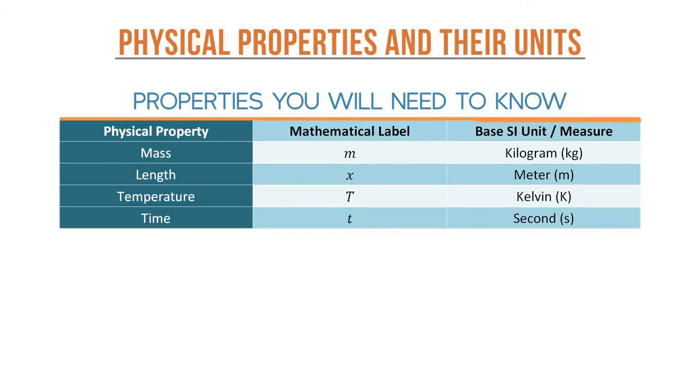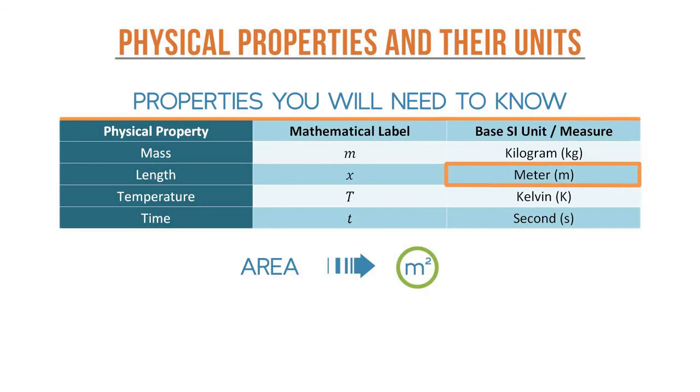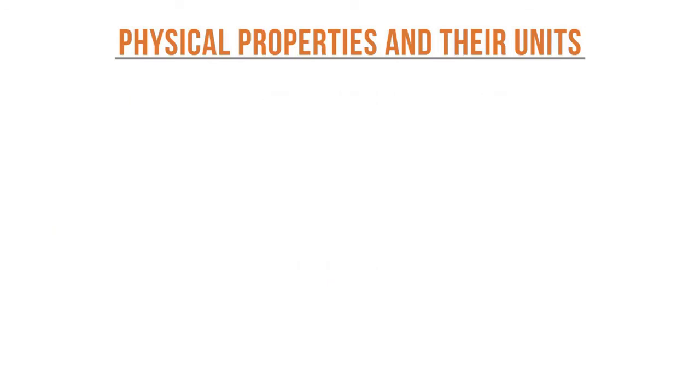Notice that the chart refers to these units as base units because they help to define more complex units, which are called derived units. For example, area is a physical property that uses a unit called meters squared. Since meters squared requires the meter in order to be defined, it is considered a derived measure or unit. Let's walk through an example that will illustrate how the meter is actually used to define area in meters squared.